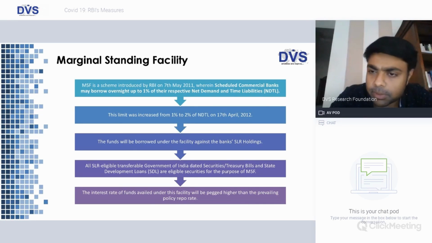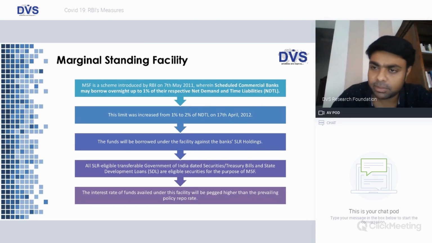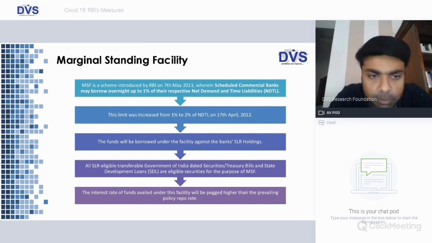So this is a scheme which was introduced in 2011, where scheduled banks could borrow overnight up to 1% of their net demand and time liabilities. So what is this demand and time liability? The balance in your current account and savings account is called demand deposits. Time liabilities are your fixed deposits, because there is a finite time frame within which this money has to be brought in. So this limit of 1% in marginal standing facility was increased to 2% in April 2012.